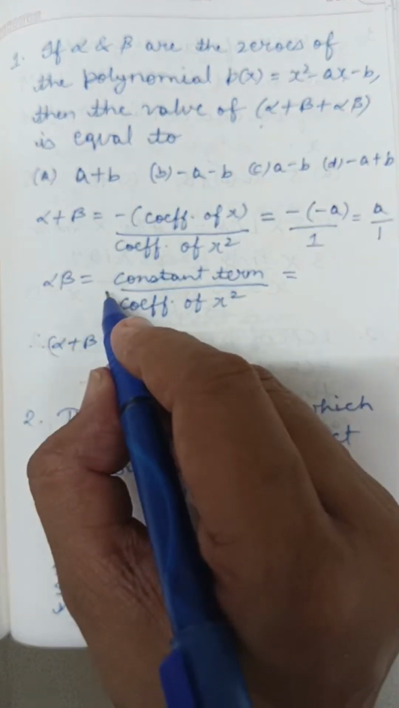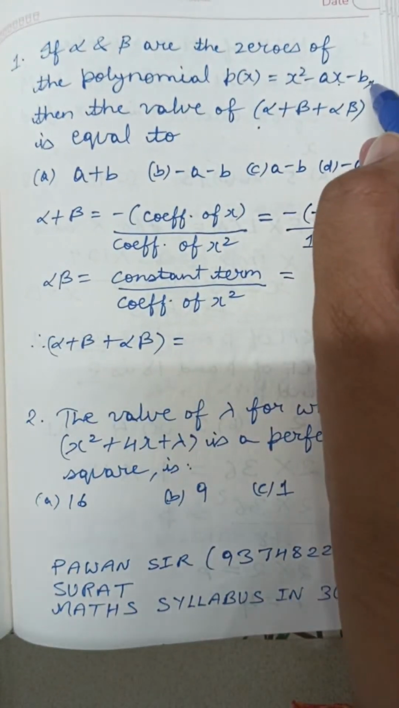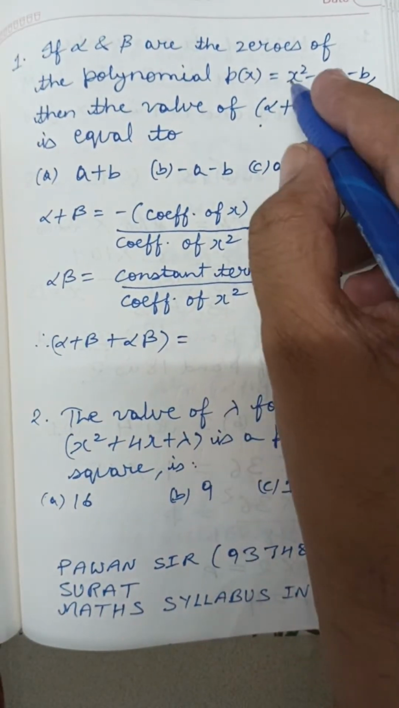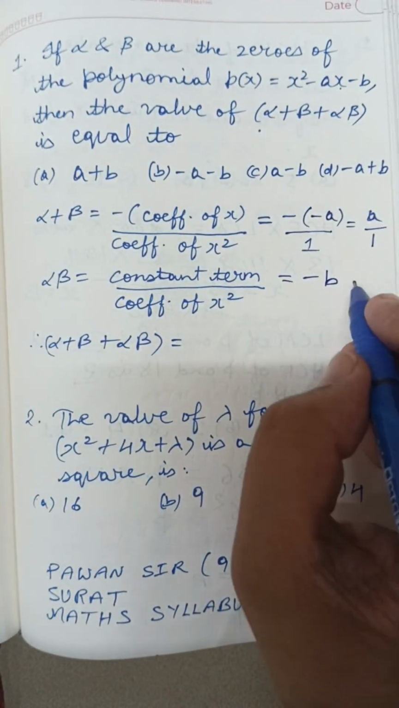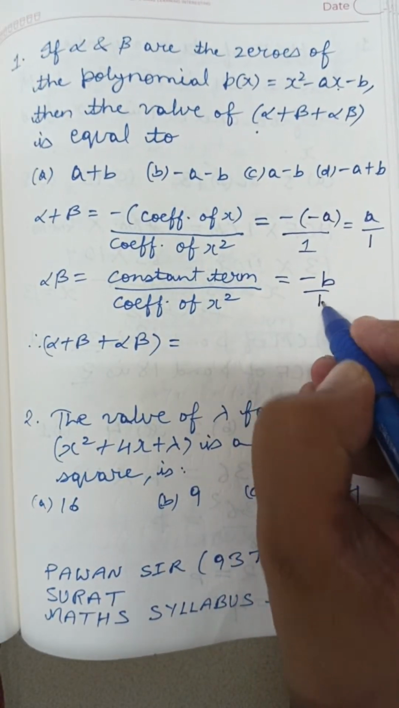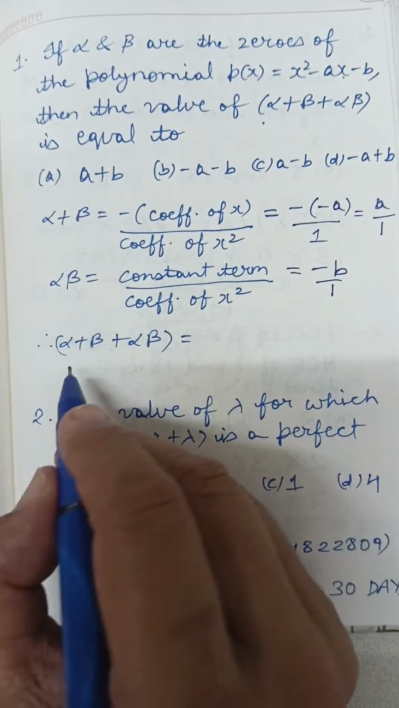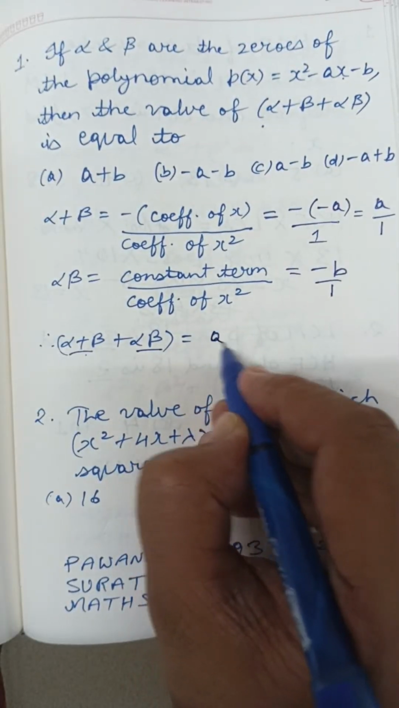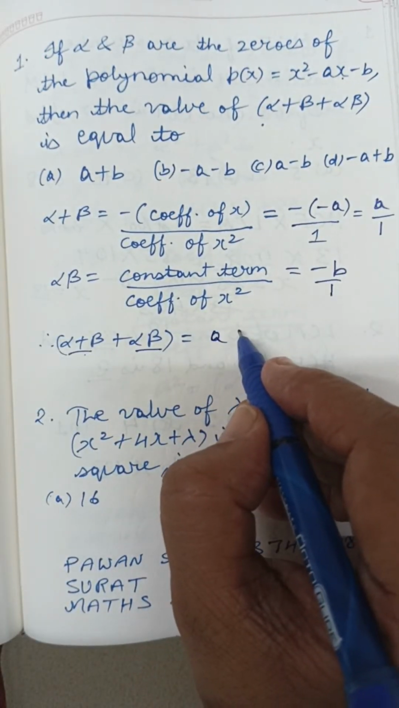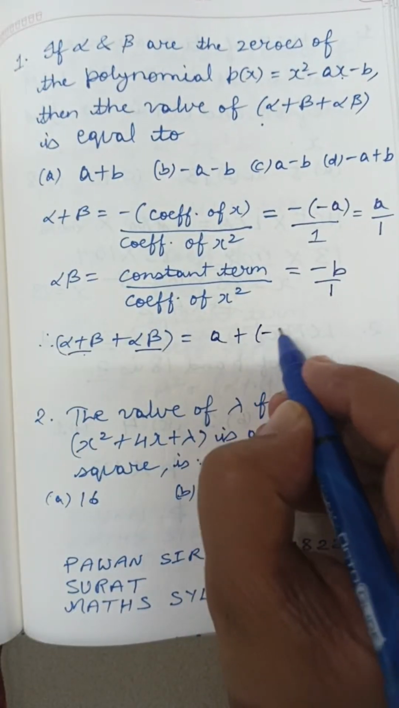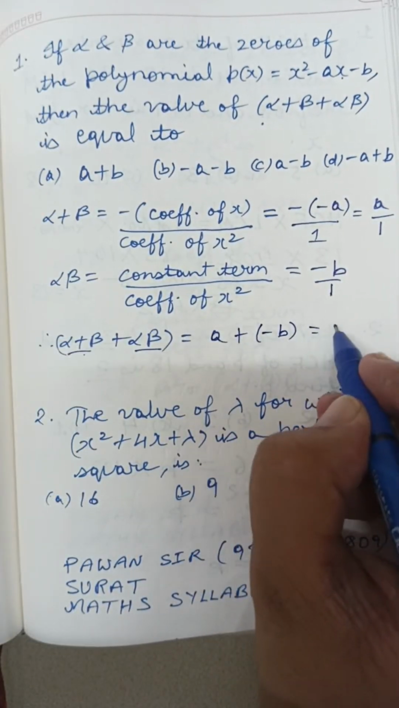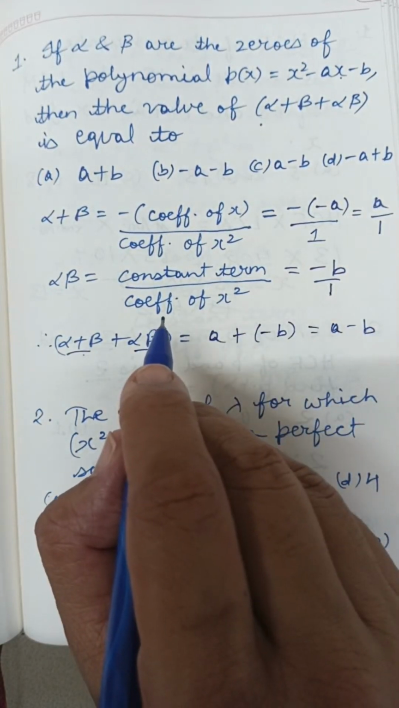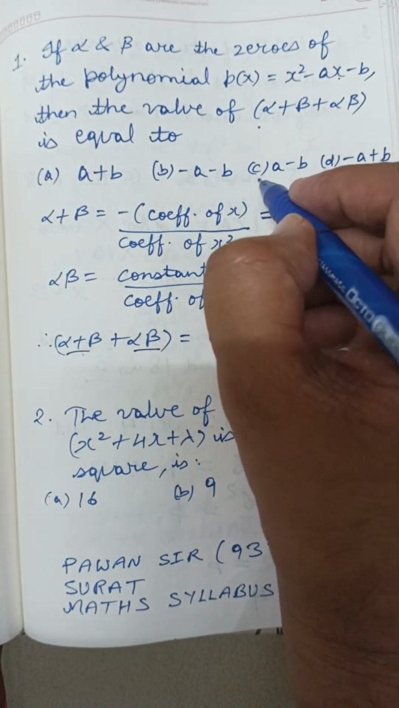In the same way, alpha beta, constant term. You can see constant term is minus b. Coefficient of x square, again it is 1. So here you have to find alpha plus alpha beta. Alpha plus beta is a. Alpha minus alpha beta is minus b. So what we get? A minus b. So which is the correct option? You can see here option C is the correct answer.